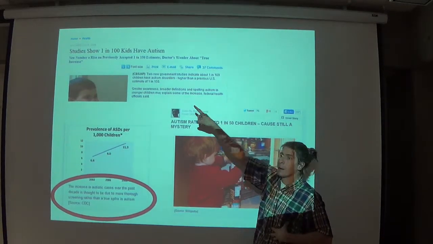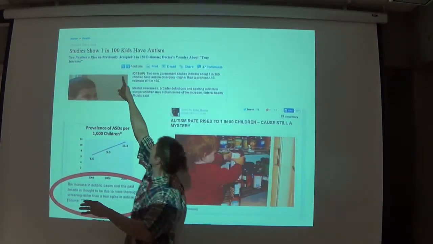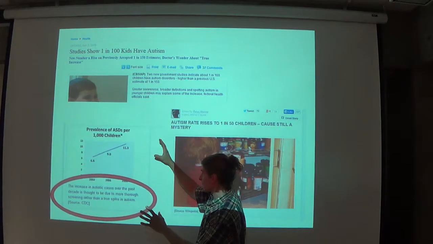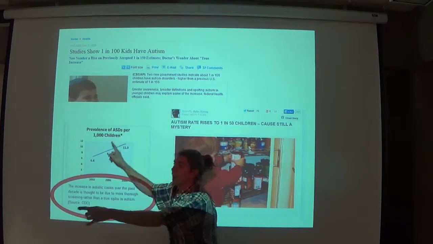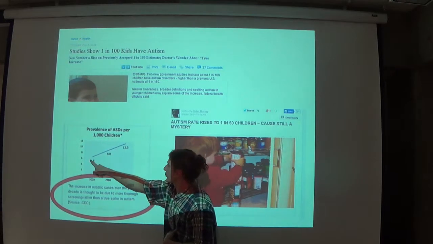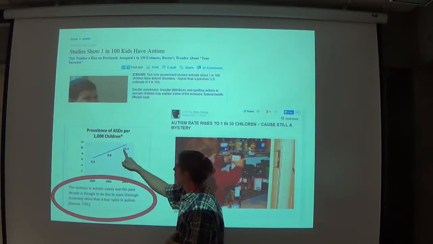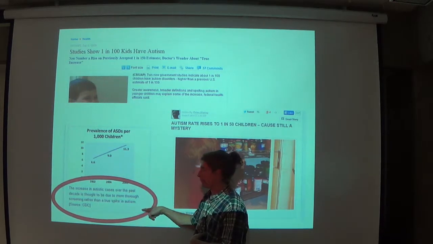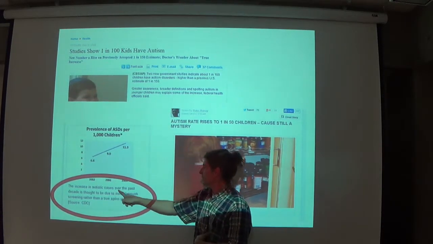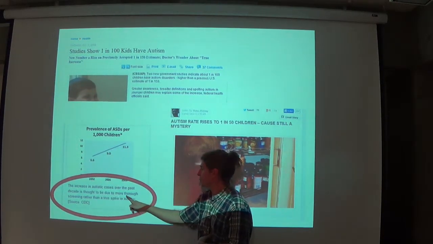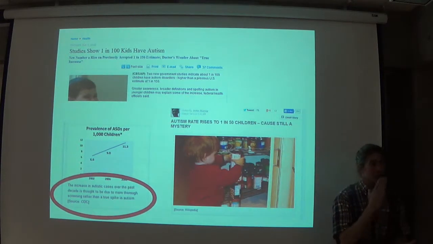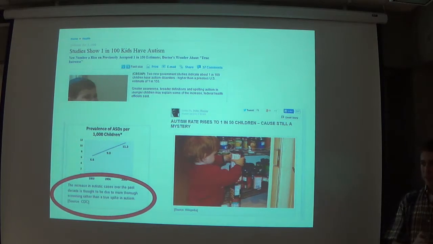Didn't they change their definition? They changed the definition of autism. Prevalence of ASDs. I forget what ASD stands for. Autism spectrum disorder. Thank you. Autism spectrum per 1,000 children. Look, 6.6, 9.0, 11.3. Crazy rise. And then you look down at the bottom. The increase in autistic cases over the past decade is thought to be due to more thorough screening rather than a true spike in autism.